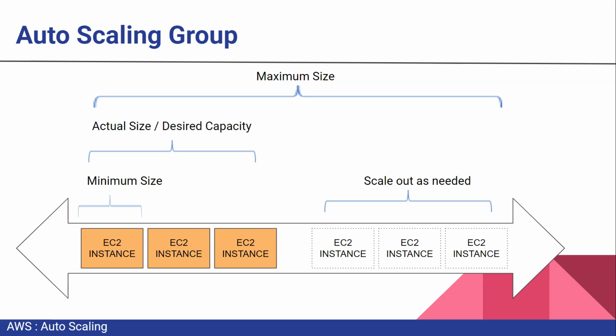The actual size or desired capacity parameter is the number of EC2 instances running at the current moment in your auto-scaling group. And then you have the maximum size, which is basically how many instances you can add to scale out if your load goes up based on your traffic. So it's super useful to know about the minimum size, desired capacity and maximum size parameters, because they will come up very often. Also note that scale out means adding instances and scale in means removing instances.